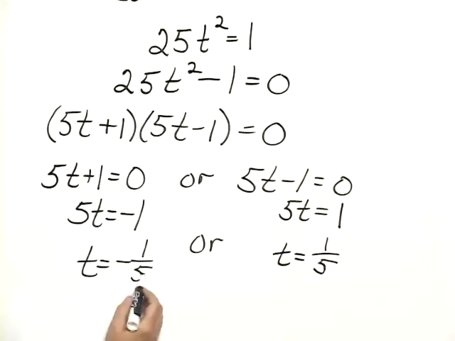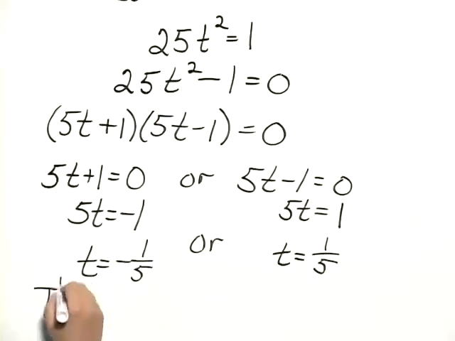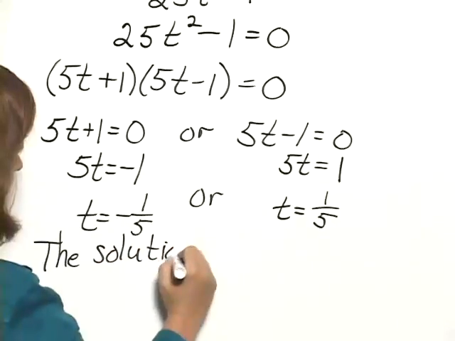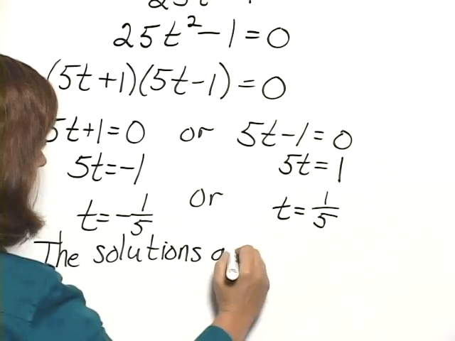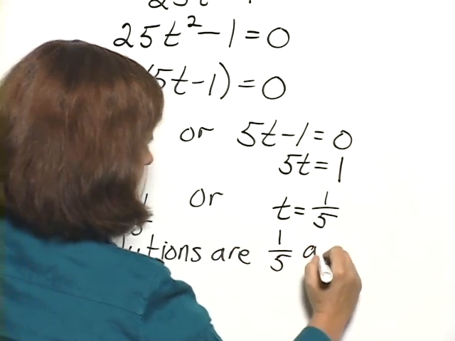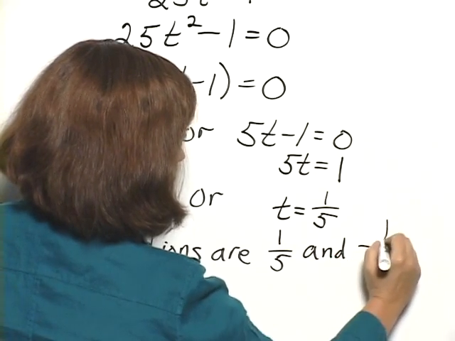Both 1/5 and negative 1/5 check in the original equation. So we can say the solutions are 1/5 and negative 1/5.